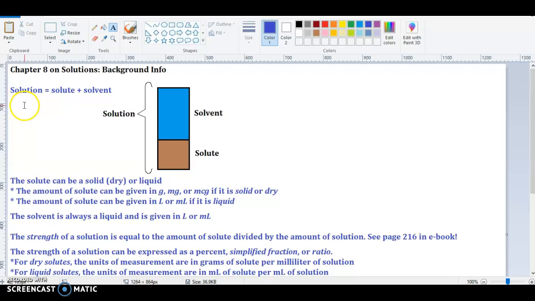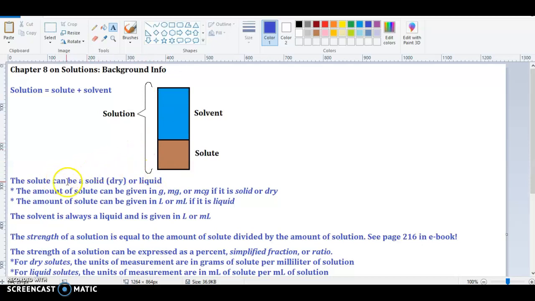So basically a solution is a combination of a solute and a solvent. Okay, and this is an example here. So a solution contains the solute and the solvent. So this part in brown here is the solute, which could be a drug, either in liquid or dry form, and then the solvent is a liquid. Common solvents used in the medical field are normal saline or sterile water. So the solvent and the solute make the solution.